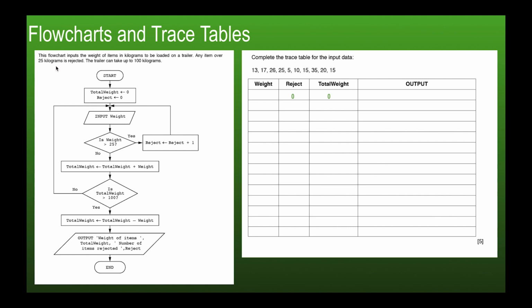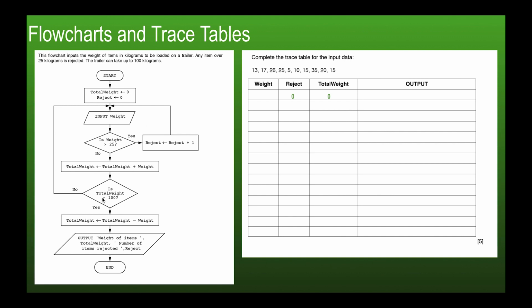Any item over 25 kilograms is rejected. The trailer can take up to 100 kilograms. So we've got some key things to pay attention to here. Any item over 25 kilograms, oh, I can see that. Is the weight greater than 25 would be rejected. And it also says the trailer can take up to 100 kilograms.